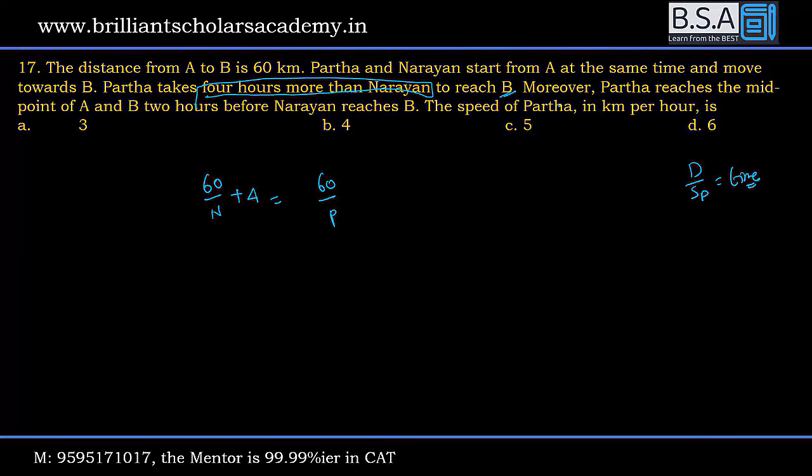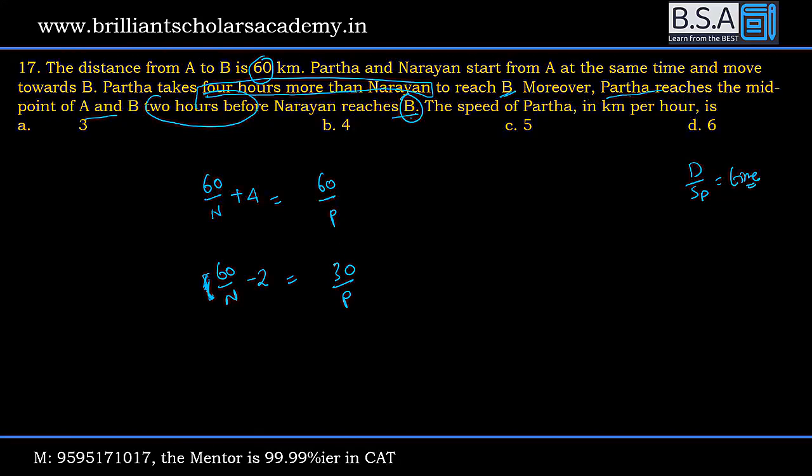Please observe. Moreover, Parth reaches the midpoint of A and B 2 hours before Narayan reaches B. So Narayan will reach B in this much time. But Parth is not reaching B. Parth is reaching the midpoint. Midpoint will be 30 kilometers. Follow the language: 2 hours before Narayan reaches B. This is the time Narayan will take to reach B. B is 60 kilometers away. And Parth will take 2 hours less to reach the midpoint.